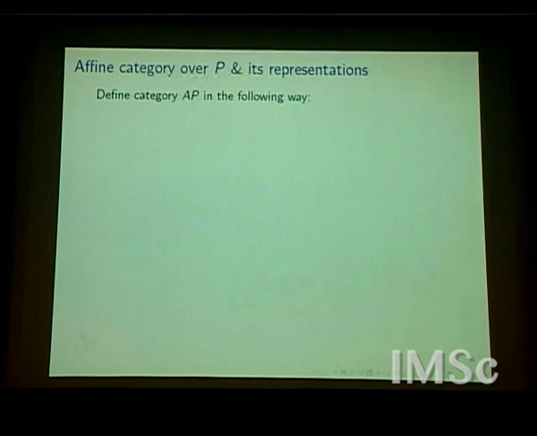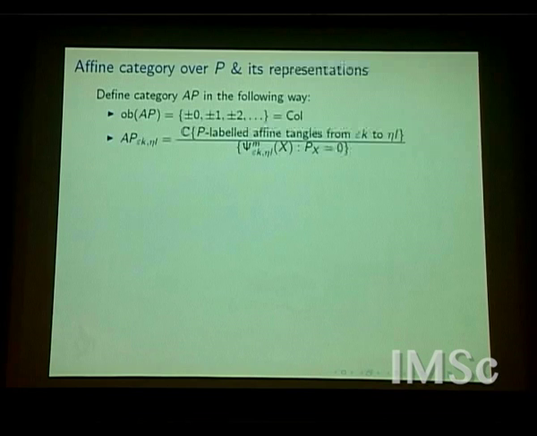Now, what is an affine category over P? It will be denoted by AP, and the objects are plus or minus non-negative integers, and morphisms going from color epsilon k to eta l. Epsilon and eta are plus or minus, and k and l are non-negative integers. You take all P-labeled affine tangles going from epsilon k to eta l. The internal rectangle is epsilon k and the external rectangle has color eta l, and you take the linear span of this collection of pictures and mod it out by the relations coming from the planar algebra.